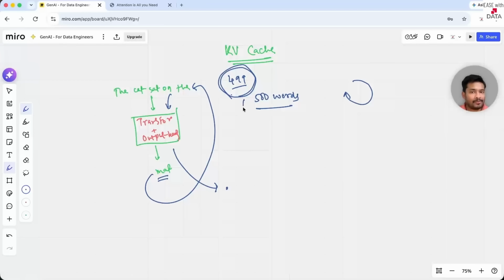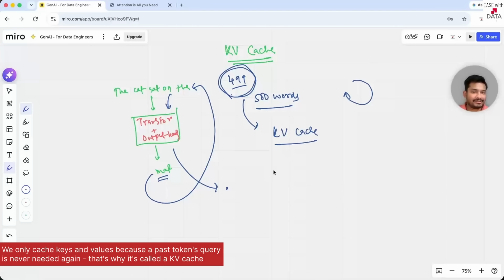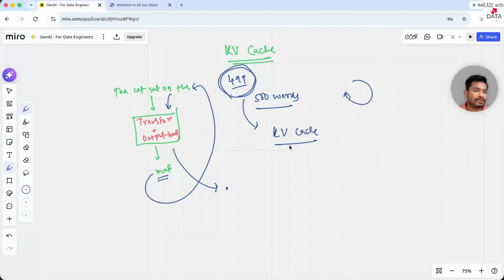So in order to avoid that, there is something called KV cache which is added. What it does is, once the tokens are generated, it stores the computation within itself. This simply means key value cache. So it stores the computation so that it does not have to do the computation again for 499. It only has to do the computation for the 500th word.